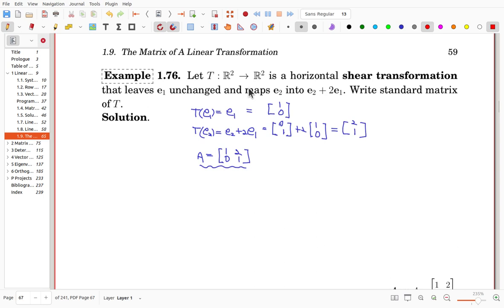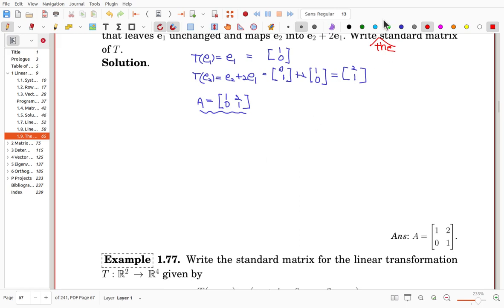Here we have a typo. That must be B. And we have to put it here. I'll change it.